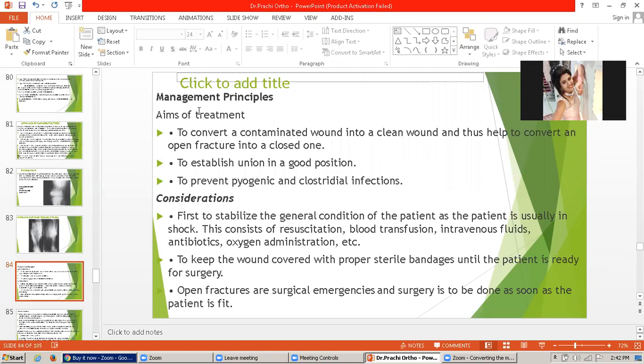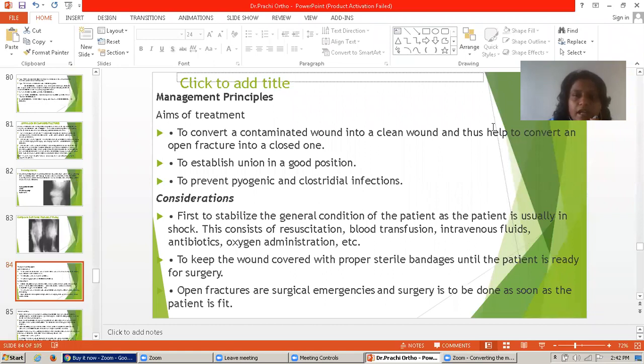Then, management principles. Aim of the treatment. The aim of the treatment is to convert a contaminated wound into a clean wound, and thus help to convert an open fracture into a closed one. This is important while treating the patient, and to establish union in a good position. Then, to prevent pyogenic and clostridial infection.